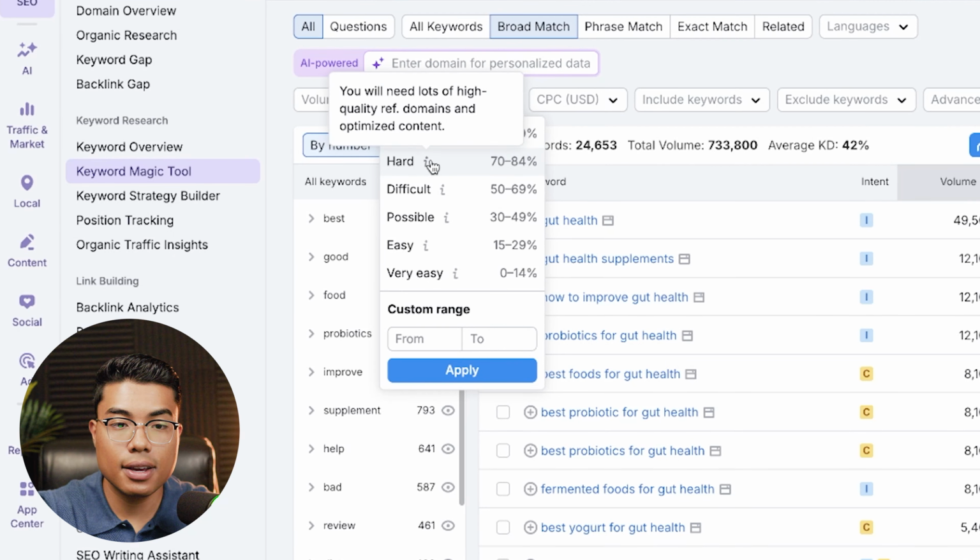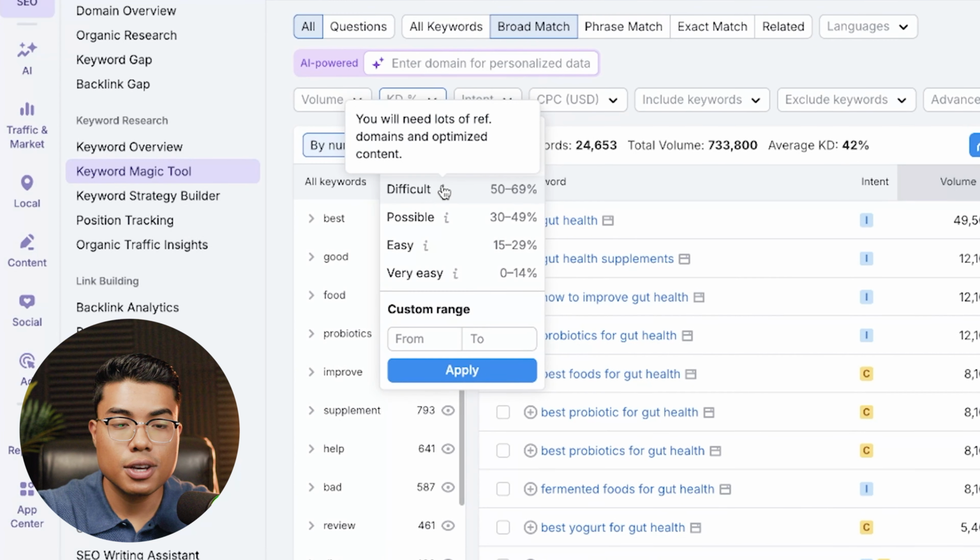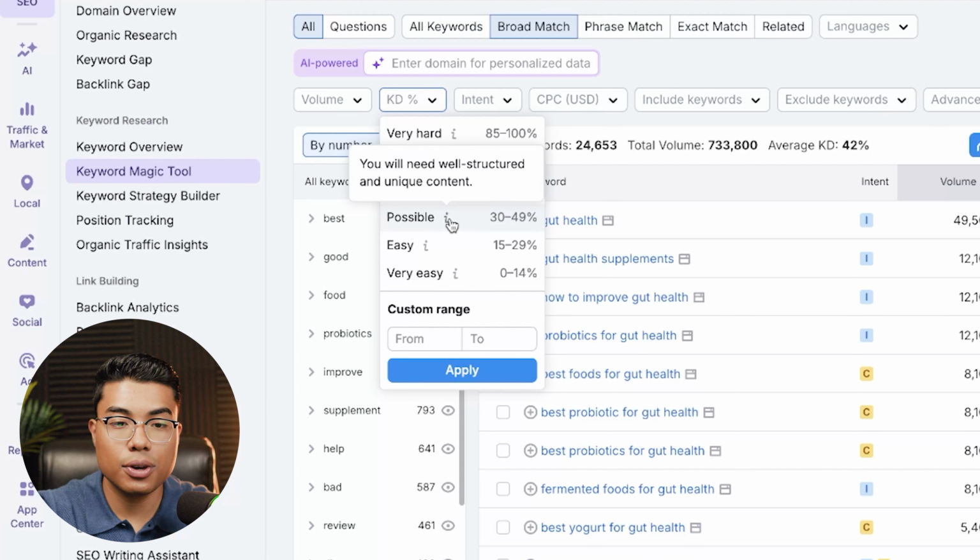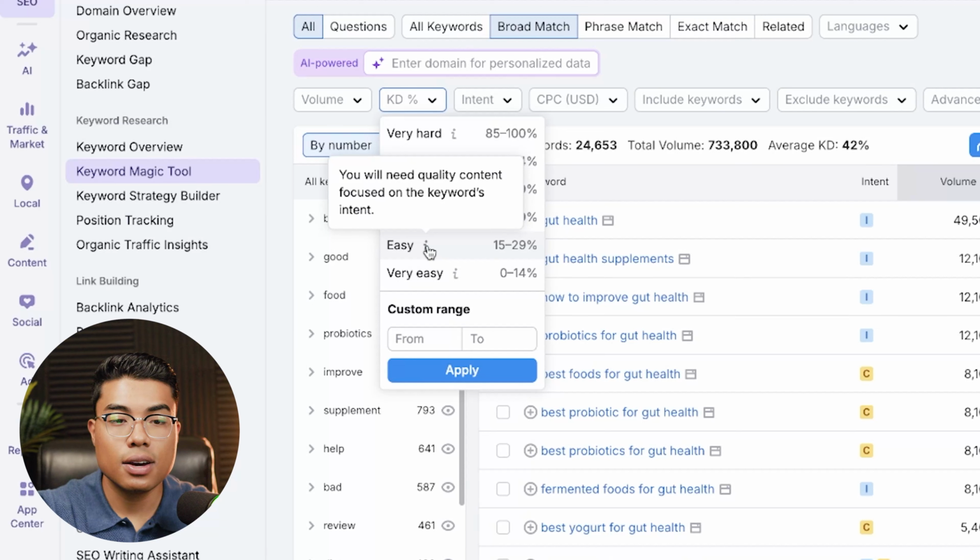Then we have hard right here. You will need lots of high quality ref domains and optimized content. We go to difficult. You will need lots of ref domains and optimized content. Right here, we go to possible. You will need well-structured and unique content. If we go to easy, you can see you will need quality content focused on the keyword's intent.